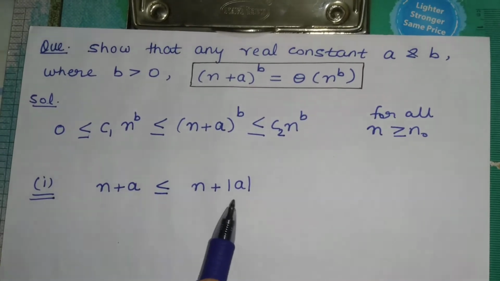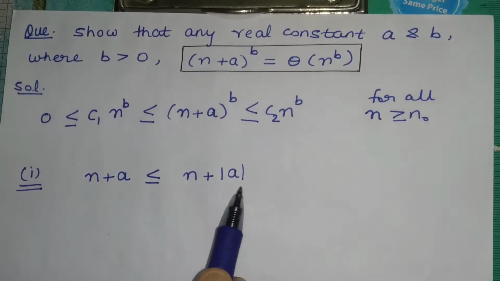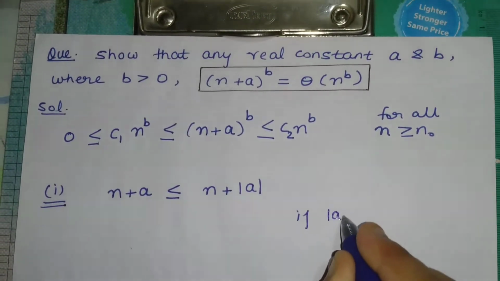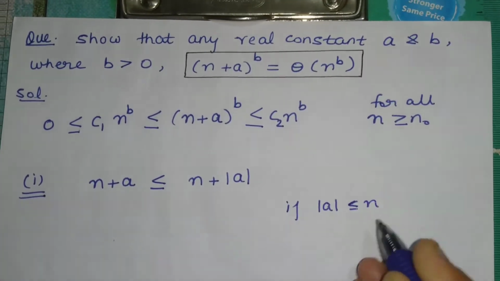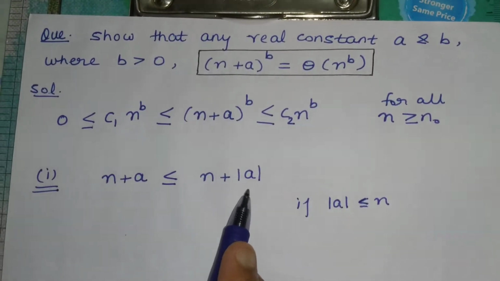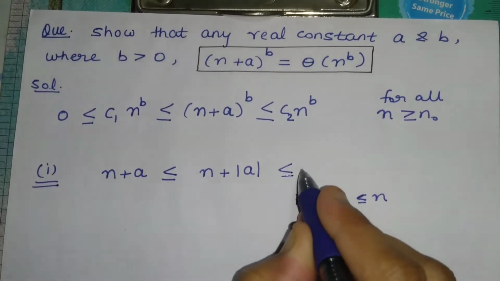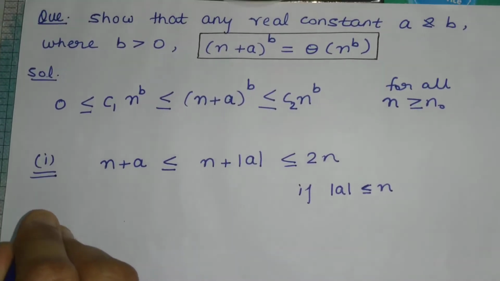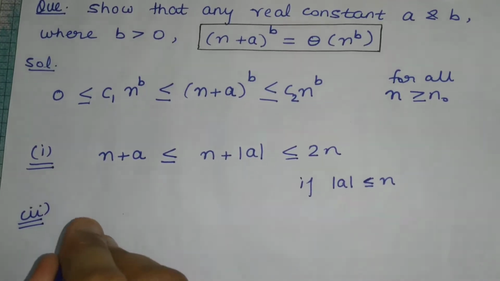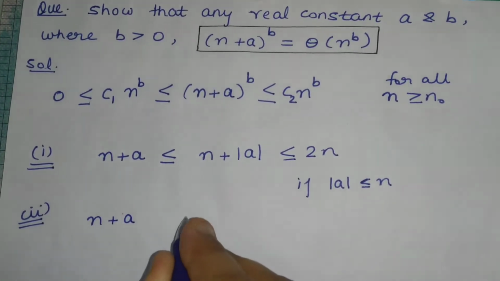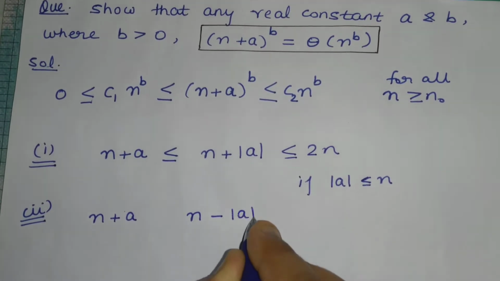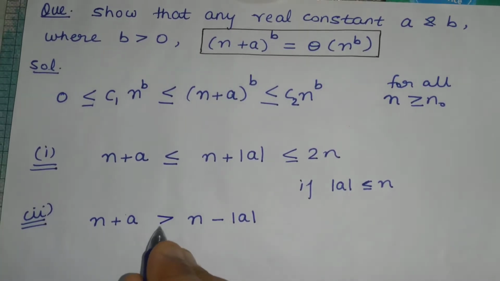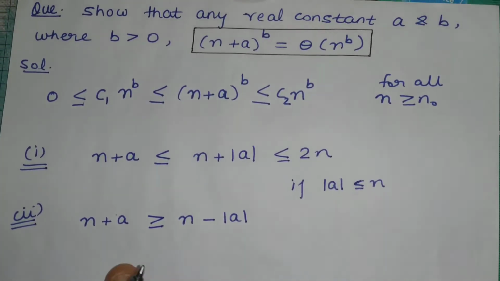Now to prove the upper bound, we replace constants with the next higher order terms. If we put |a| less than or equal to n, then it will become twice n. Now we can also write this n + a as n minus |a|, and for this relation n + a is always greater.